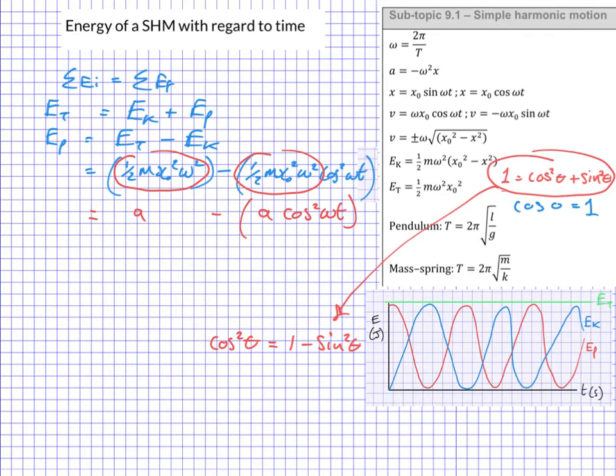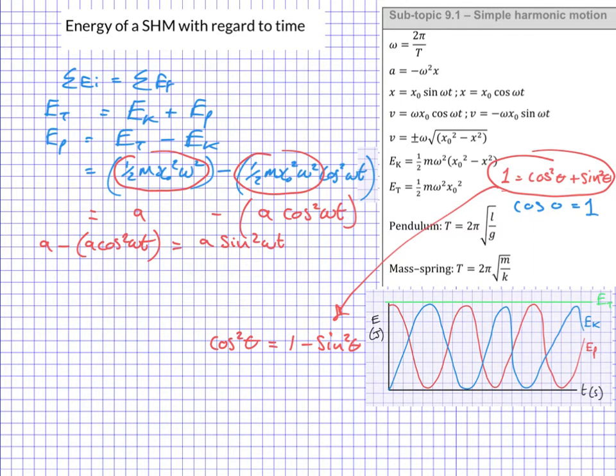We're basically saying that a minus a cosine squared omega t is equal to a sine squared omega t. And so we can do a straight swap. We can switch this whole function out here for a sine function. So, sorry, this whole function, so that a minus this bit is equal to just this bit.